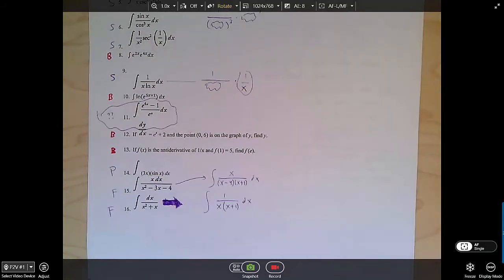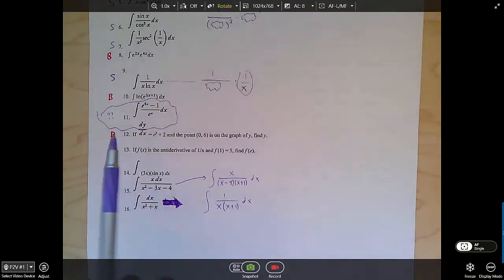So the ones I've identified: this can be rewritten as the integral of 1 over x times x plus 1, so that can be decomposed by partial fractions. This one, you can also factor the denominator, so this one can be decomposed into partial fractions. This one can be done by parts, because we know the derivative of 3x and we know the integral of sine x, so that's going to be pretty straightforward.